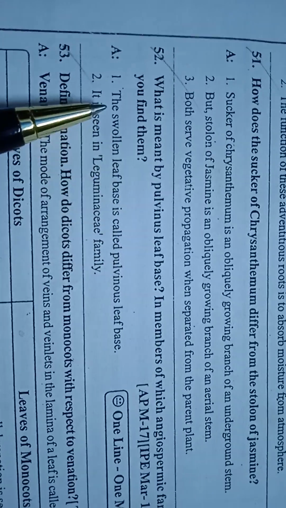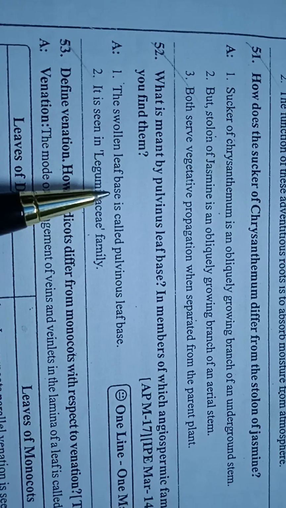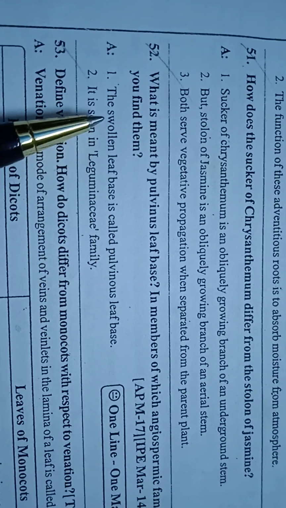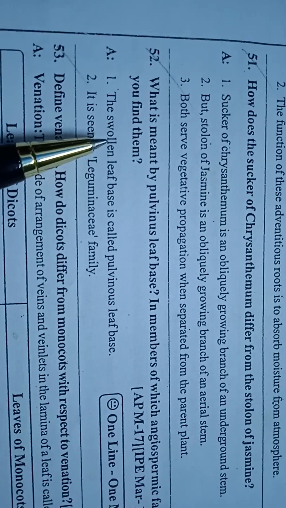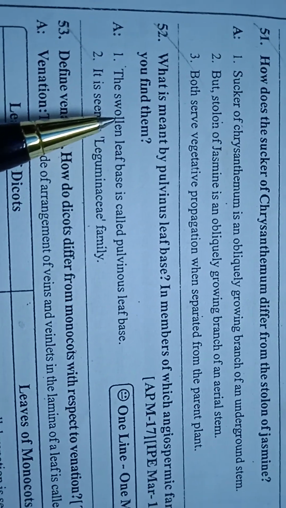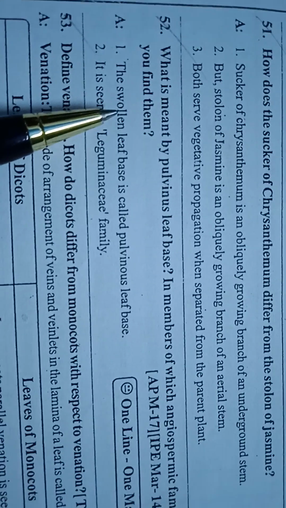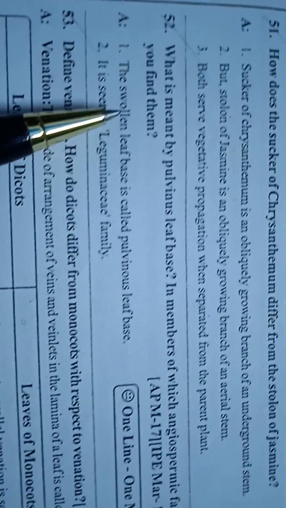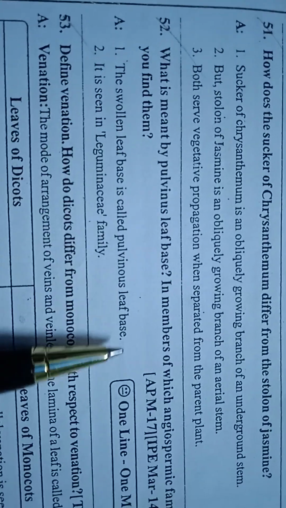Now we will go to the answer. The swollen leaf base is called pulvinous leaf base. Got it? I said now only, swollen means swell. Swell means it is some base of a plant leaf that is in thickening size. Swelling. That leaf base is called pulvinous leaf base.